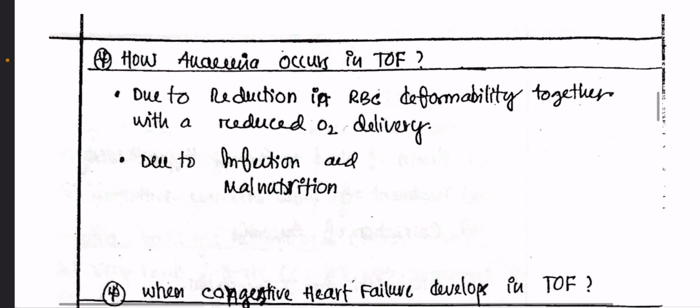How does anemia occur in TOF? Due to reduction in RBC deformability together with a reduced oxygen delivery, due to infection and malnutrition.